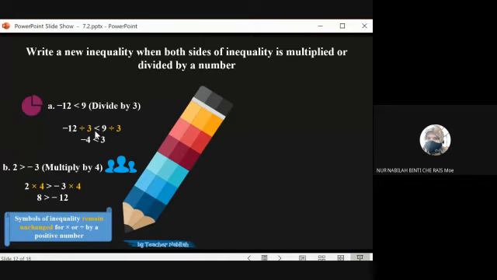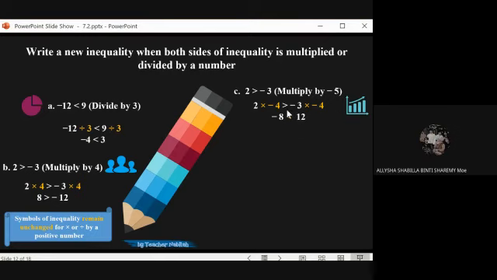How about if you divide or multiply by a negative number? For example, 2 more than negative 3, and I want to multiply by negative 5. Same, you multiply both sides. What happens here is that when you multiply by a negative number, your symbol will change. So this one you must be careful.